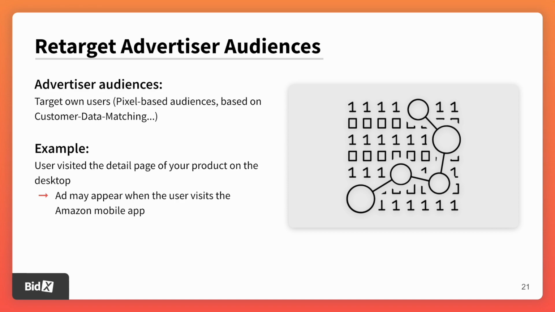Then you can also retarget advertiser audiences. So you can target your own users based on pixels or based on customer data matching. So if a user visited the detail page of your product on the desktop, then your ad may appear when the user visits the Amazon mobile app as well.